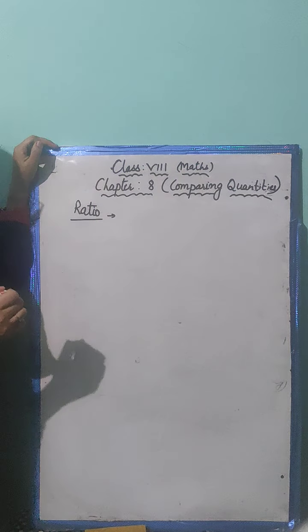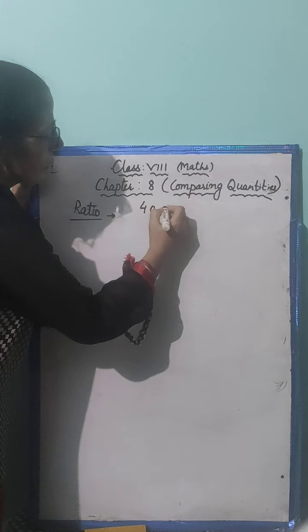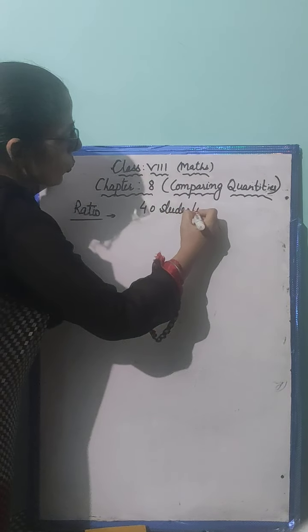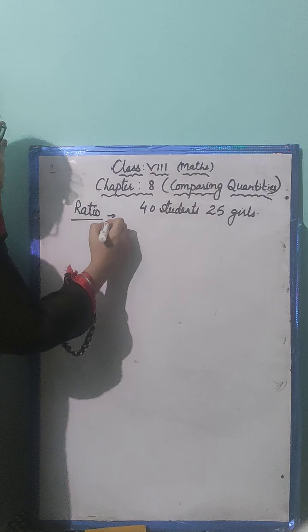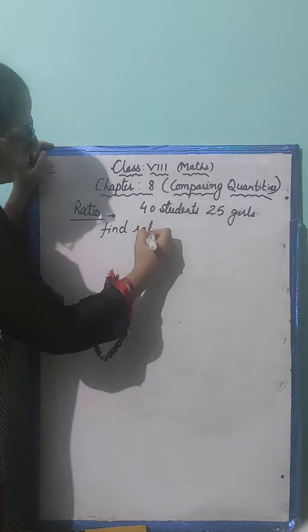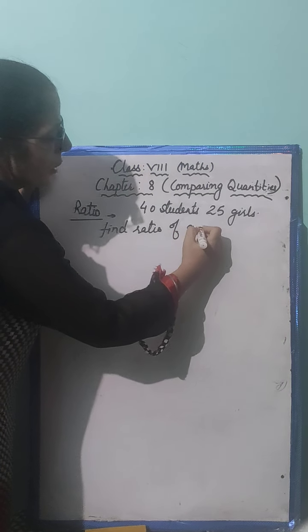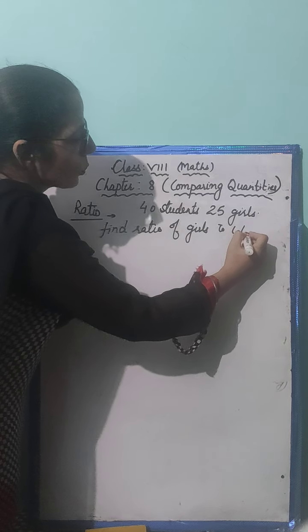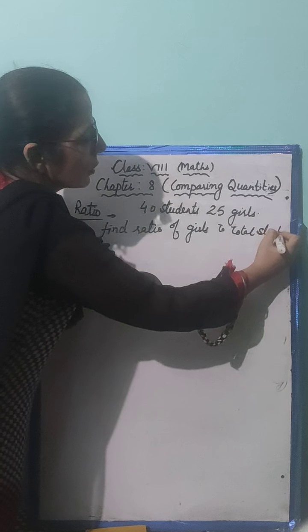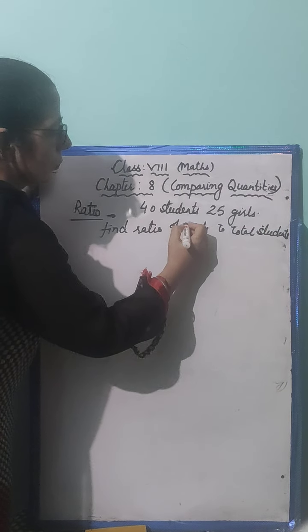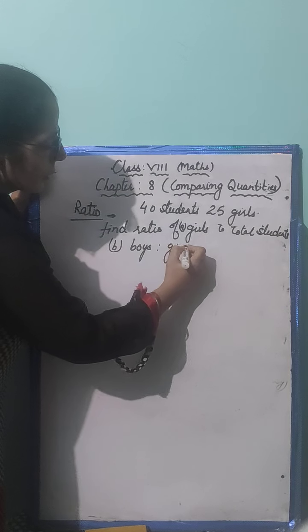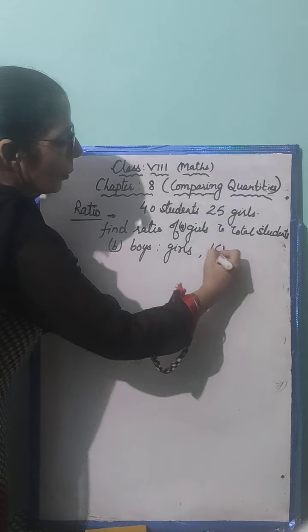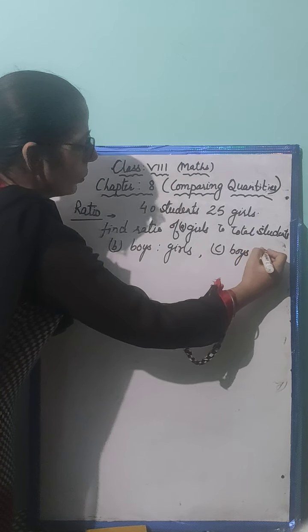When we have to find the ratio, we have to actually divide the things. If I say in a class of 40 students, there are 25 girls, then find the ratio of girls to total students, boys to girls, and boys to total students.